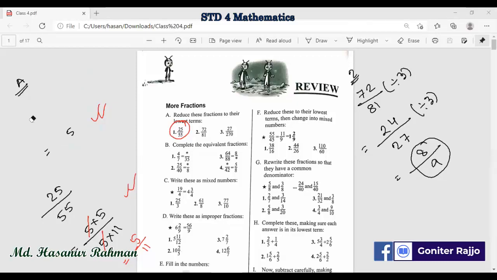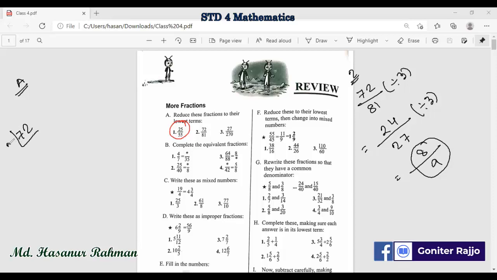We can solve this problem in another way, by finding the prime factors of 72 and 81. If we divide 72 by 2, we get 36. If we divide 36 by 2, we get 18. If we divide 18 by 2, we get 9. If we divide 9 by 3, we get 3. So 72 is 2 times 2 times 2 times 3 times 3.